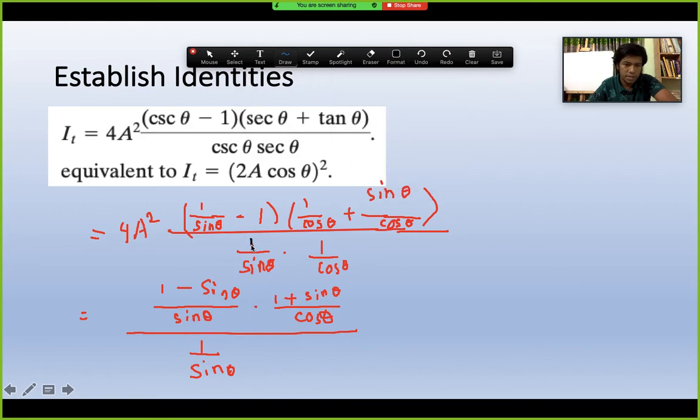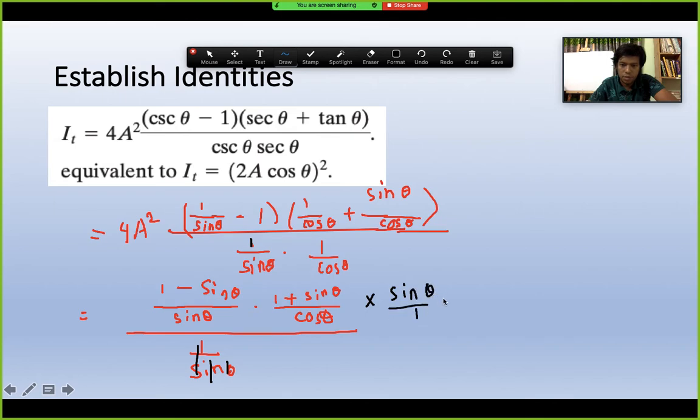This sin theta, since this is 1 divided by sin theta, 1 divided by cos theta, basically it will go up. It will be into here, multiplication here. So this 1 divided by sin theta, we do not have to write it here. Just write it here. This sin theta will go up. So basically it will become sin theta divided by 1.